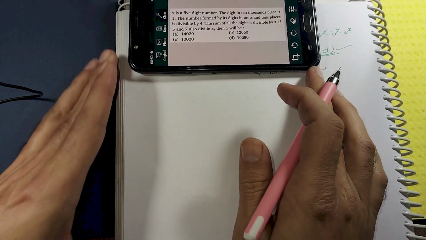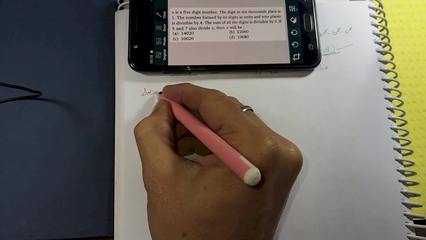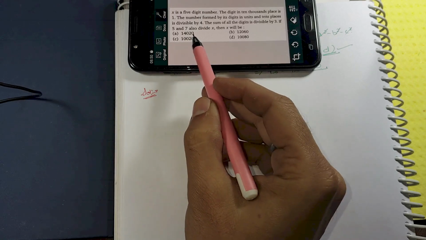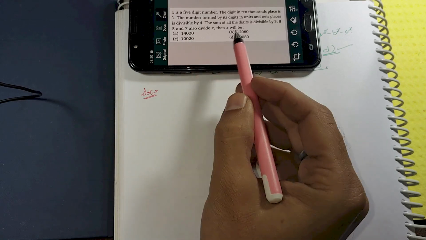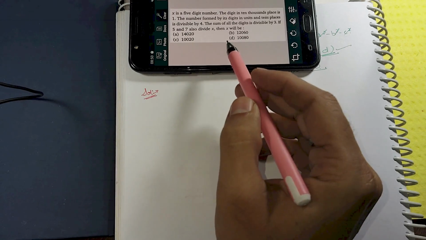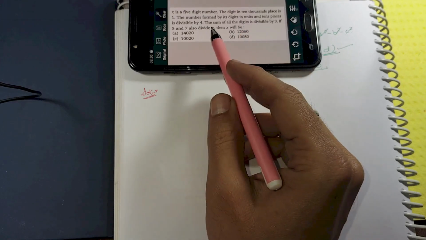X is a 5-digit number. The digit in the 10,000 place is 1. So in all the options, the 10,000 place is 1. The number formed by its digits in the units and tens place is divisible by 4.